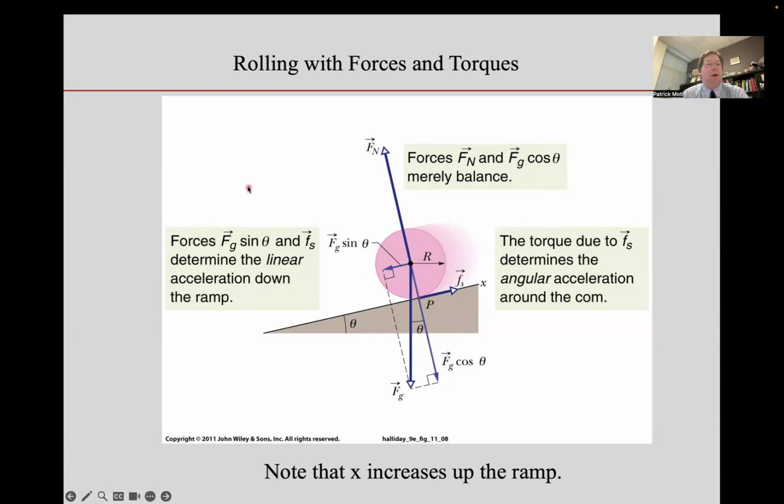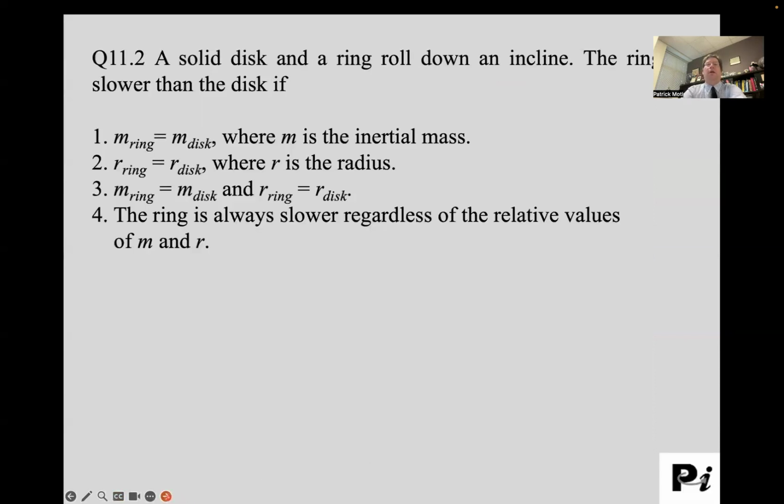All right, let's try a couple questions. See how we're doing. So I have a solid disc and a hollow ring. We're going to roll down an incline. The ring will be slower than the disc if, which of those is true? Their masses are the same, their radii are the same, both mass and radii are the same, or the ring is always slower, regardless of the relative values of mass and radius. So which one of those do you think is correct? Talk it over with your physics neighbor, and then let's compare answers.